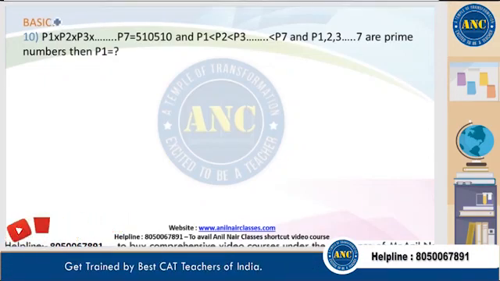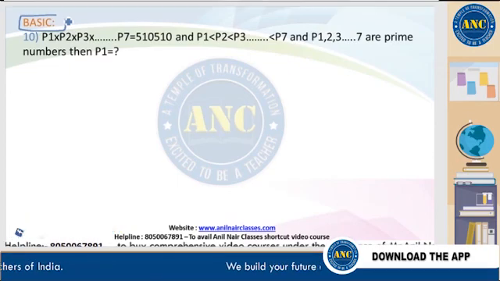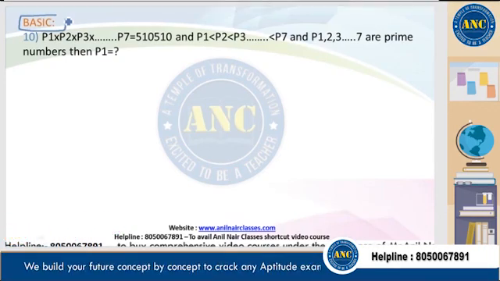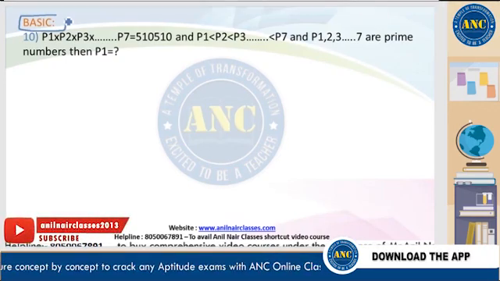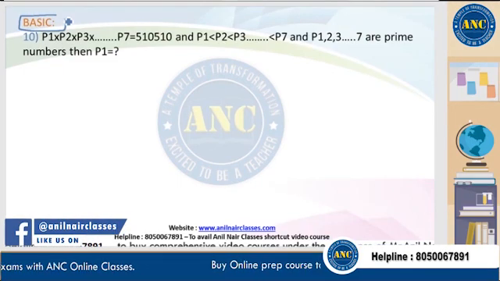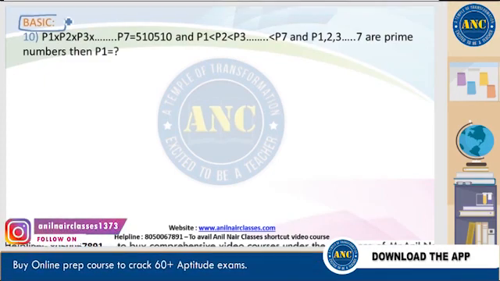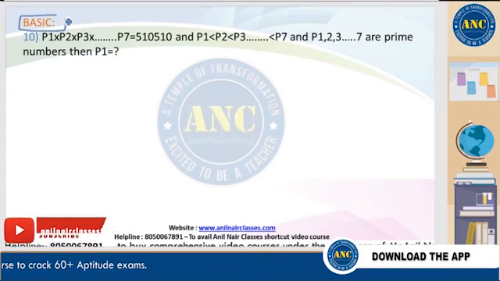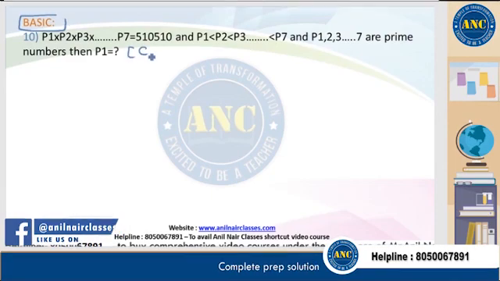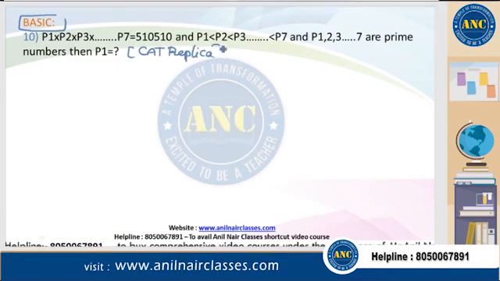Now see. Till now we have discussed definition-based problems. Now we will discuss basic level problems. Basic level question: P1 into P2 into P3 and so on up to P7 is 510510, with P1 less than P2 less than P3 less than P7, and P1 to P7 are prime numbers. This is a CAT replica based question.